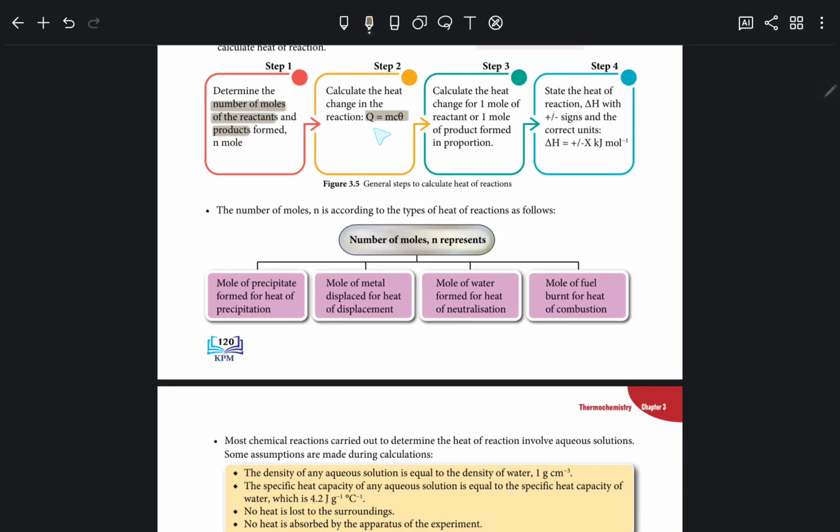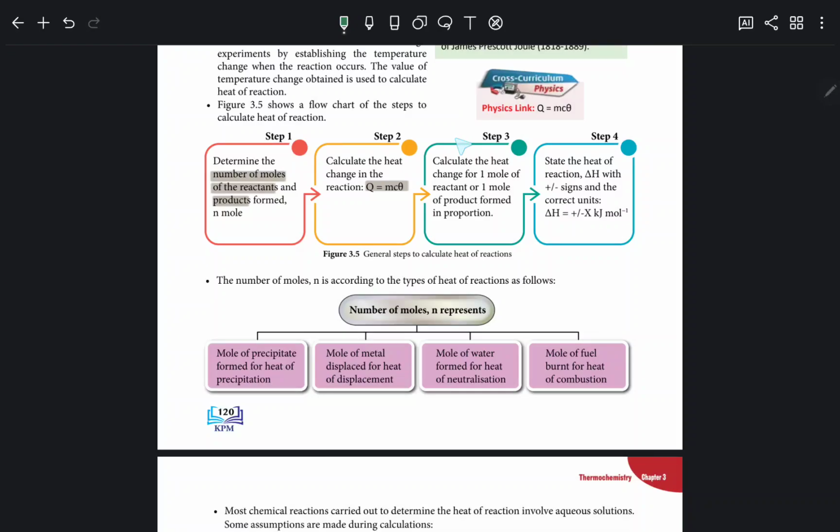Okay, Q is heat change and then you have to calculate for 1 mole. Okay, 1 mole ni kena buat persamaan lah. We will use the chemical equation here. Okay, here is chemical equation. Ada chemical equation. And lastly, we have to state.